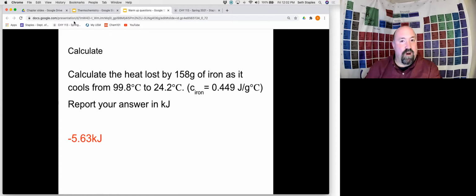If you got the sign wrong, then make sure you're looking at a couple things. One, delta T, your change in temperature, is always your final temperature minus your initial. So it should have been 24.2 minus 99.8, resulting in a negative number for your temperature change, which gives us a negative number for our energy. And so that means that this is an exothermic reaction. Negative heats are exothermic, which makes sense. Remember, exothermic is that the system is losing energy, and this iron is clearly losing energy because it's cooling down.